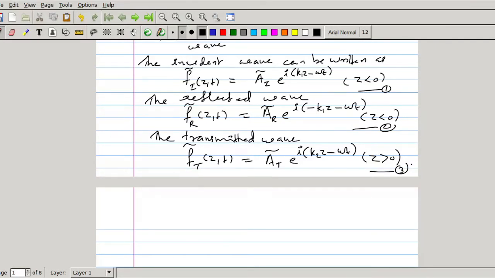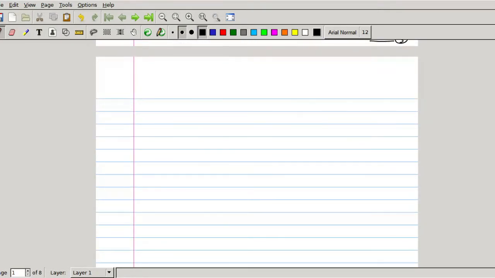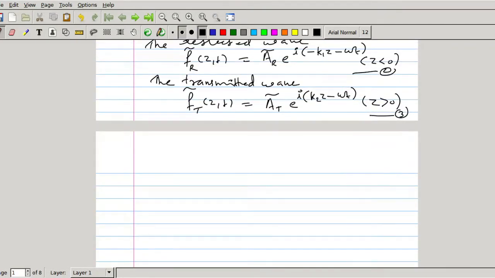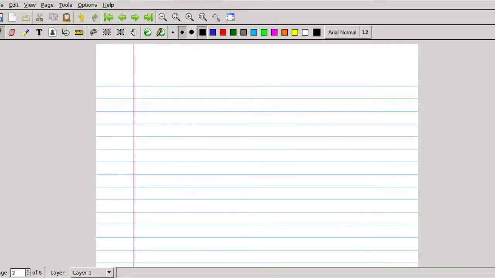So in the first medium, the combined wave, the first medium is having incident wave and, sorry, the first medium is having incident wave and reflected wave. The second medium is having only the transmitted wave. So we can combine these three equations and write F(z,t) as follows. First medium means z less than 0. For z less than 0, we can write a combination of incident wave and reflected wave, since both the waves are traveling through the first medium.